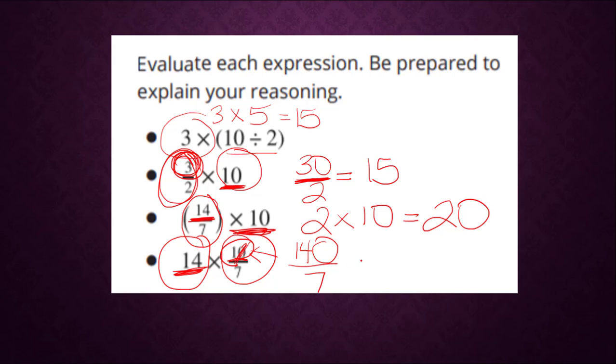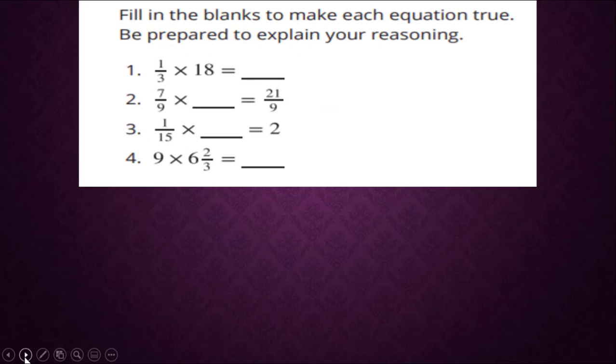140/7. So let's read that as a division problem. 140 divided by 7. What times 7 is 140? That would be 20. Let's look at this slide. Fill in the blanks to make each equation true. All right, 1/3 times 18.